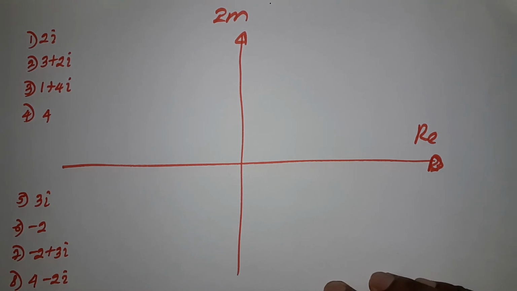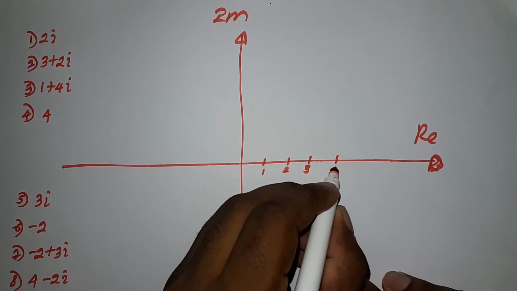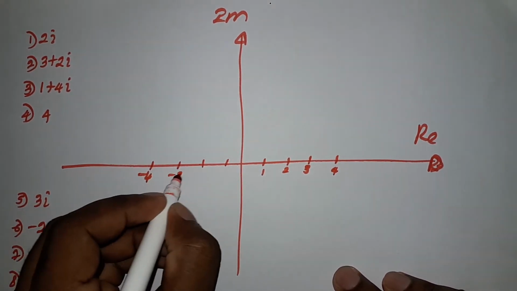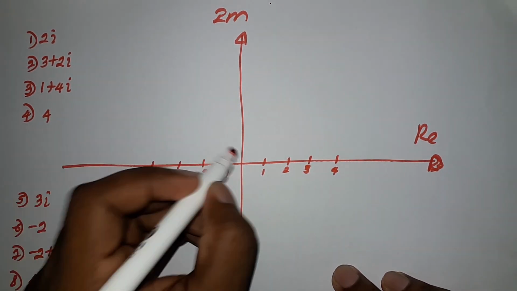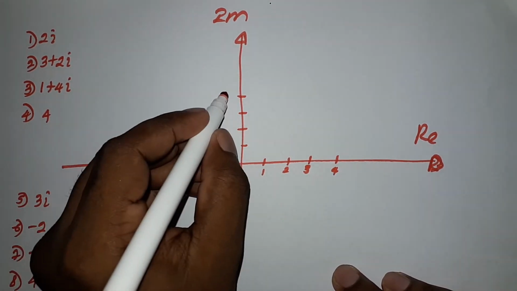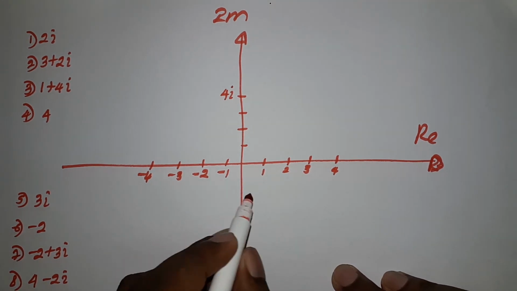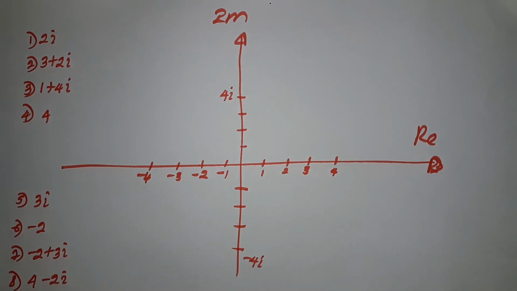So first of all, I would like to separate the axis into 8 segments. So this is 1, 2, 3, 4, -1, -2, -3 and -4. In the imaginary plane, I have positive i, 2i, 3i, 4i. In the negative side of the imaginary axis, I have negative i, negative 2i, negative 3i, negative 4i. I'm going to be using the color green to make it clear to you.